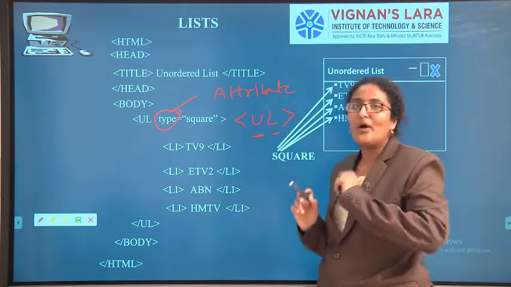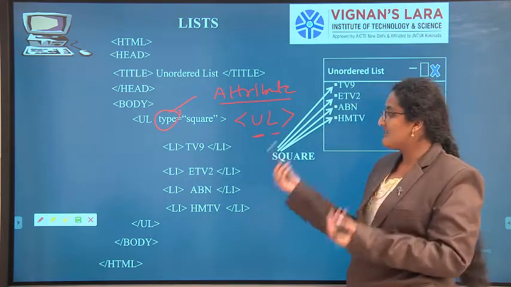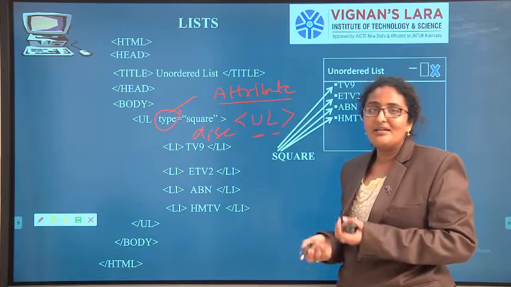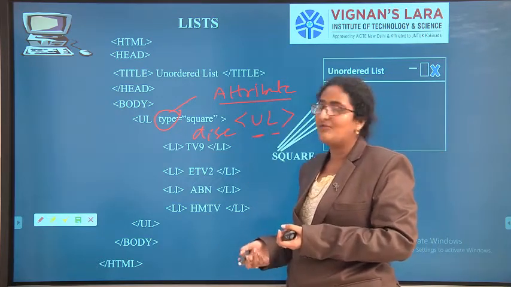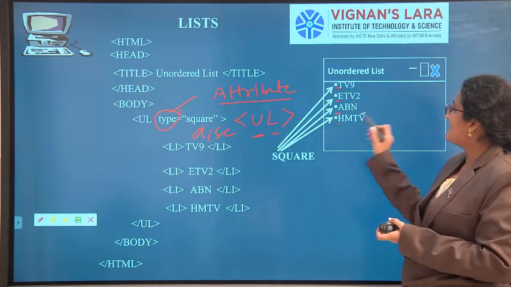The same point I am repeating here: type is the attribute in unordered list. The default type is disk. You can change this default type into circle or square. If you change into square, you will get the square bullet points.